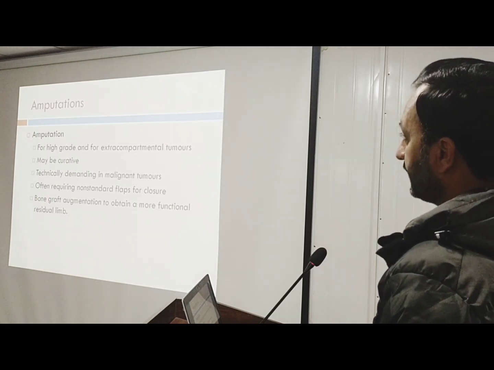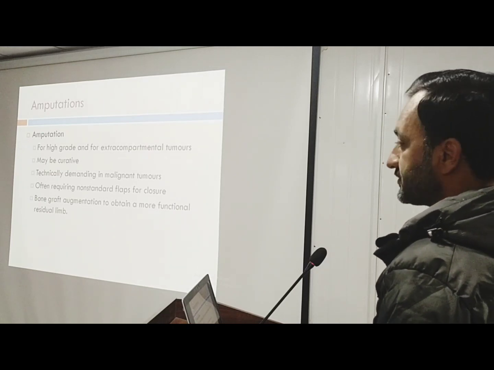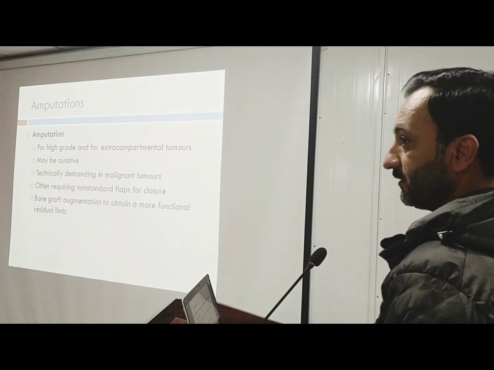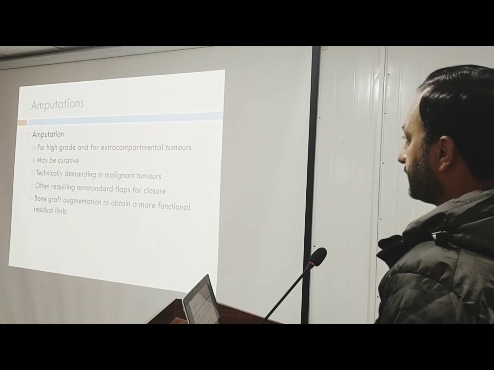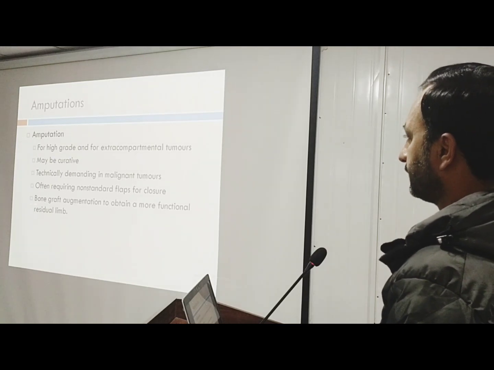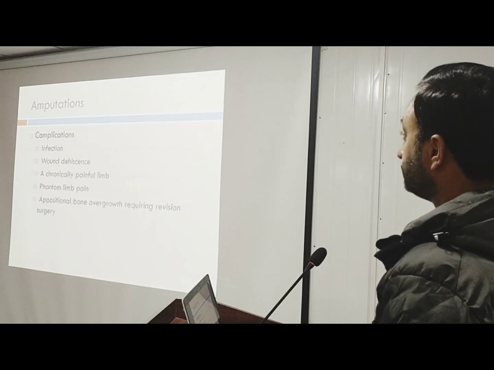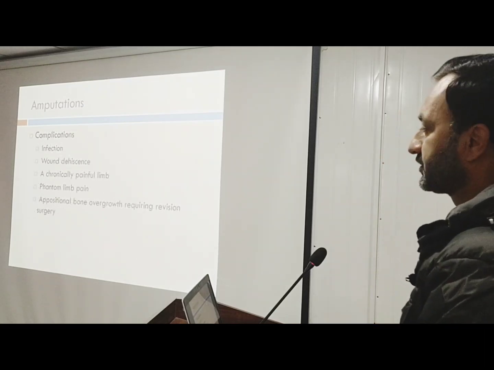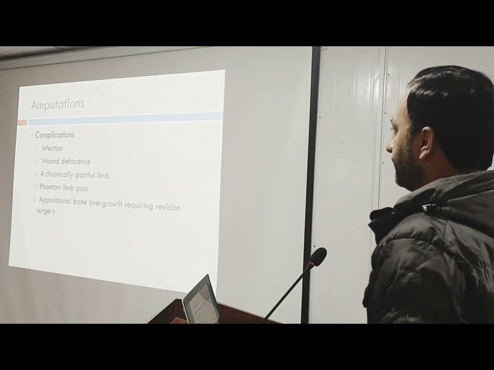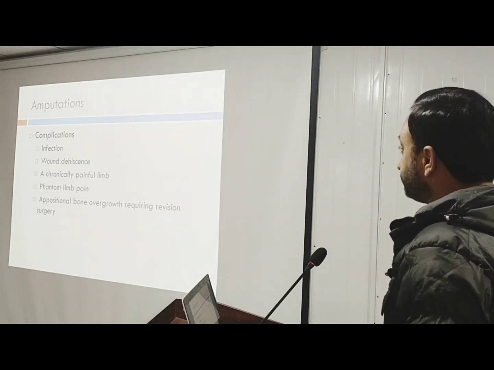Amputation is for high grade and extracompartmental tumors that have involved soft tissue and neurovascular bundles. It may be curative, but is technically demanding in malignant tumors, often requiring flaps for closure. It may need bone graft augmentation to obtain a functional residual limb. Again, the complications are infection, wound dehiscence, chronically painful limb, phantom limb, and appositional bone outgrowth requiring revision surgery.